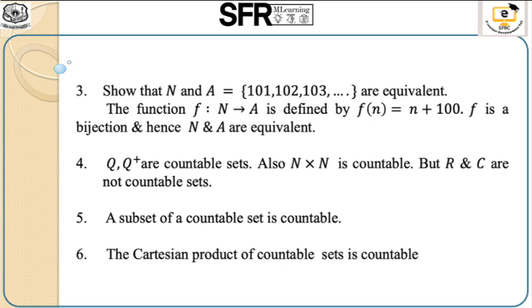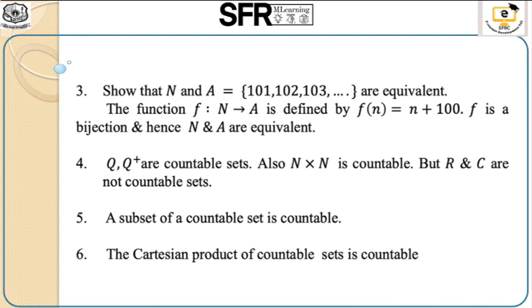Z is already a countable set, as we have seen. The next set is the set of all rational numbers. The set of all integers is countable, we have seen it as a first example. Similarly, we can prove that Q is countable and Q plus is also countable. Also, we can prove that n cross n, that means the set of all ordered pairs of natural numbers, having the elements 1,1, 1,2, 2,1, 2,3 etc., is also countable.